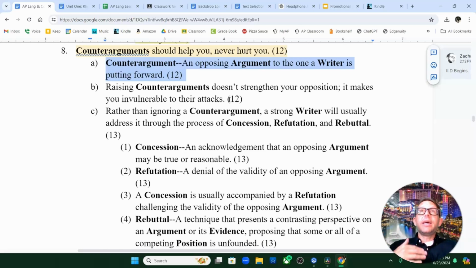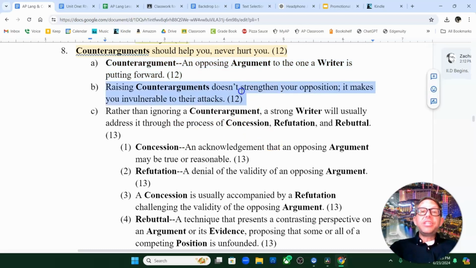Okay, it's a way of anticipating what they're saying and weakening their argument in advance before they ever even have a chance to make their argument. And so you can see how that's a very strong position for you to be in, but it's also one that you need to use really intelligently and wisely, okay? They don't, as I mentioned, usually strengthen your opposition. It makes you invulnerable to their attacks. That's how you want to look at it, okay?